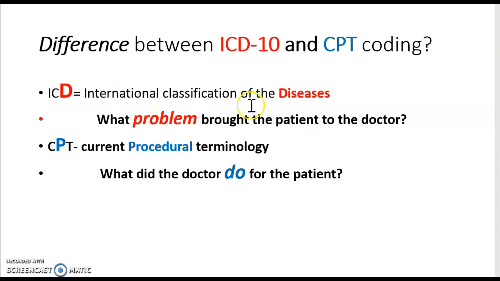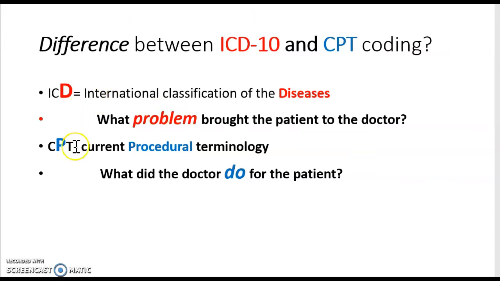ICD-10 is for International Classification of Diseases. So what are we coding for? We're coding for diseases. So the question as a coder you are going to ask yourself is, what problem brought the patient to the doctor? And that problem is the disease that you're coding in ICD. The D stands for diseases. So whenever you pick up that book, you will pay attention to the D. D is for the diseases. Diseases is for the problem, the diagnosis, any kind of sickness that brought the patient to the doctor. Just for you to remember.